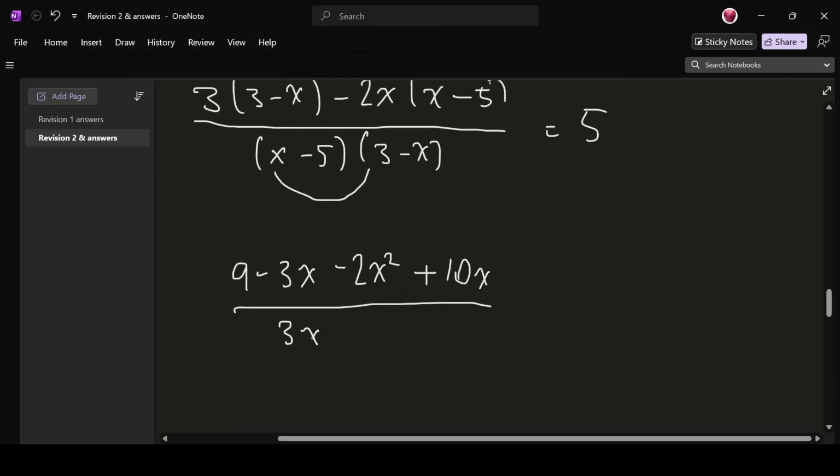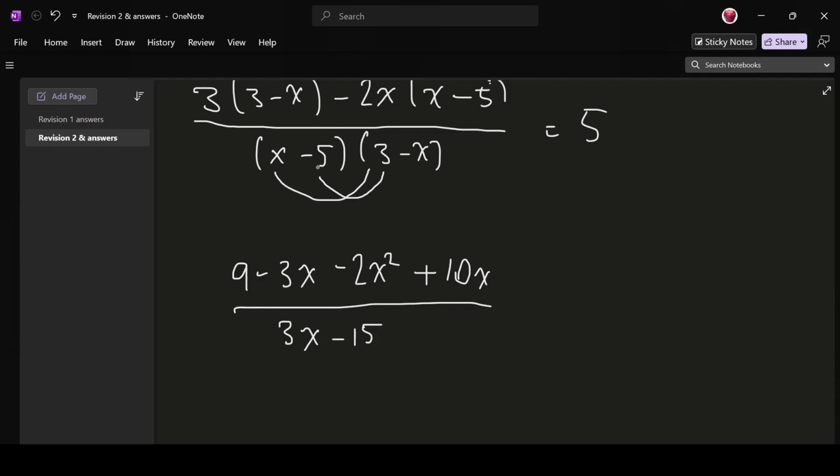3x. Negative 5 times 3, it's negative 15. X times negative x, that's negative x squared. And wait, what am I missing? Oh, negative 5 times negative x. Negative and negative makes positive. So positive 5x. And this is all still equal to 5.